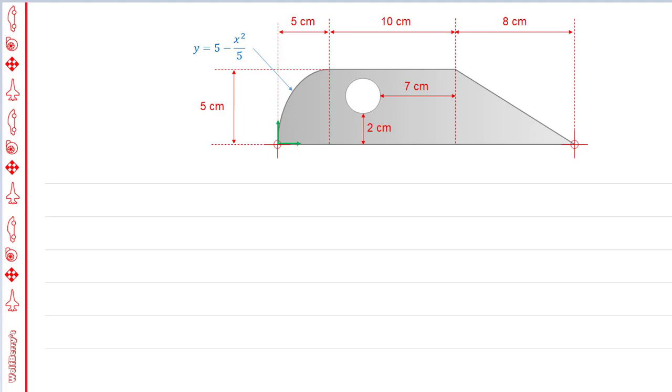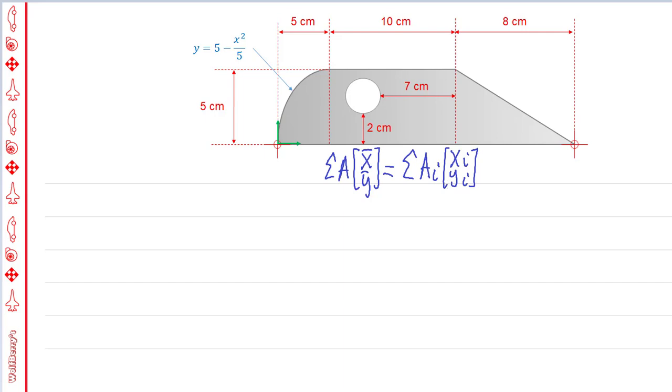So now we are going to find the center of gravity of the entire shape. And the equation we're going to use is the sum of the area multiplied by x bar, y bar, which is the location of the center of gravity that we're looking for, equals the sum of the individual areas multiplied by the distance of their center of gravity from the reference point.